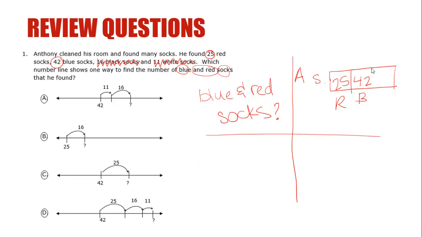So now we have our information. We want blue and red. So we've got to find what the sum of that is. So we're going to add them together. And on a number line, we're going to start at 42, and we're going to go forward 25, because when you're adding, when you're putting things together, you're getting bigger.